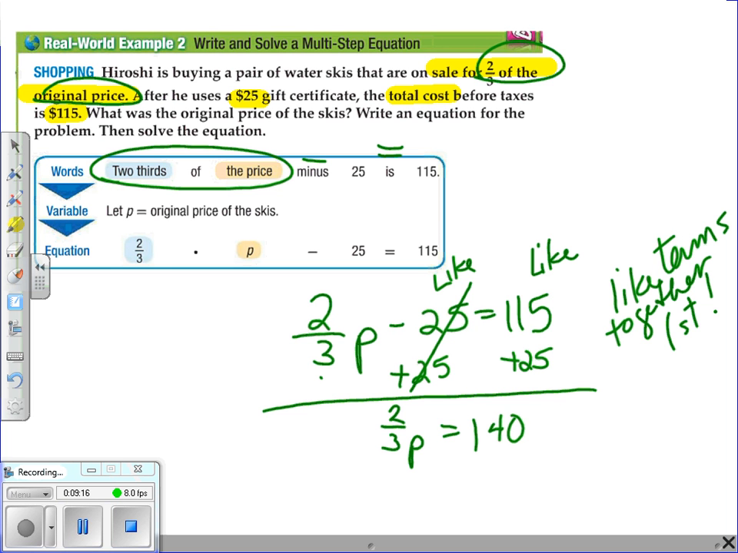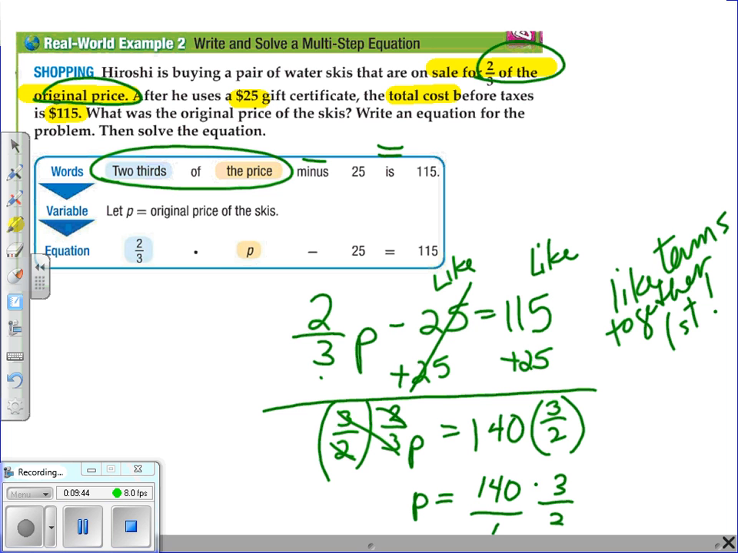Let's see if I can extend my page. So then what are we going to do? We want to isolate the p. P's our variable. So I'm going to multiply by the reciprocal. Get rid of that fraction. Cancels out, right? So that leaves me with p equals 140 times 3 over 2, and that's the same as 140 over 1.